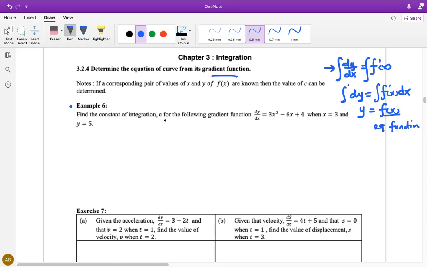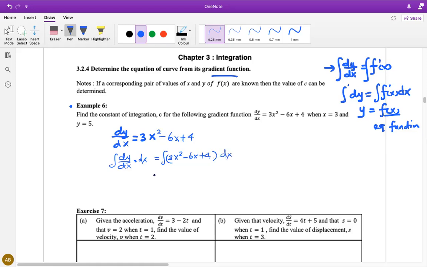Find the constant of integration c for the following gradient function. dy/dx equals 3x squared minus 6x plus 4, when x equals 3 and y equals 5. So this is dy/dx equals 3x squared minus 6x plus 4. So we integrate dy/dx, so this one, 3x squared minus 6x plus 4 dx. So you will get y. y is the equation of function, right?